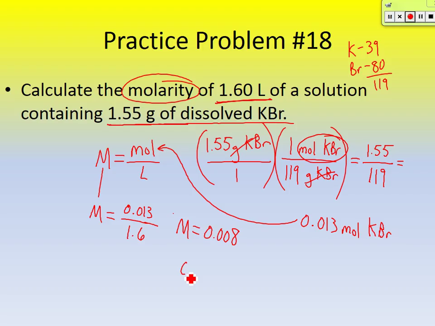Now a chemist would write it like this. They would say it's a 0.008 molar solution of KBr. You have to put the substance that's dissolved in that solution. Concentrated or dilute? Dilute. It's pretty dilute. Who got that right? Just by raising hands. Okay, good job.